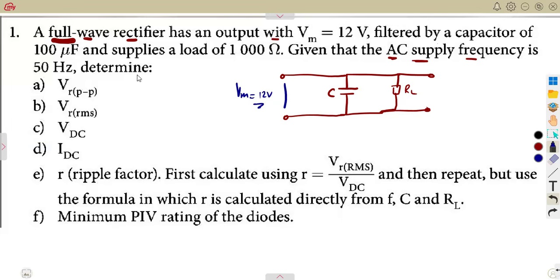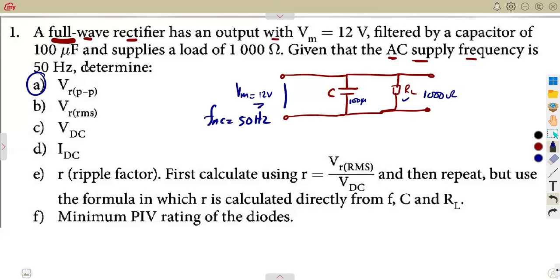So the first question, we are given the capacitance value and also our RL. Remember, this is 100 microfarad, the resistance value, which is 1000 ohms, and the AC frequency, which is given as 50 hertz. Determine 1A, that is the ripple peak-to-peak voltage. How are we going to have this for a full wave?